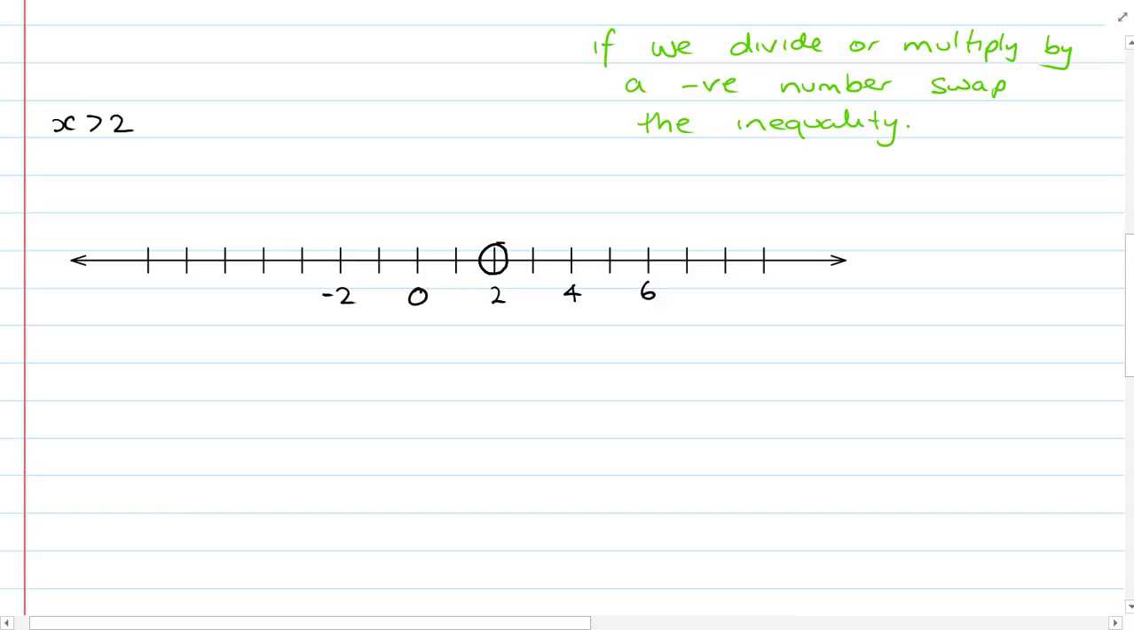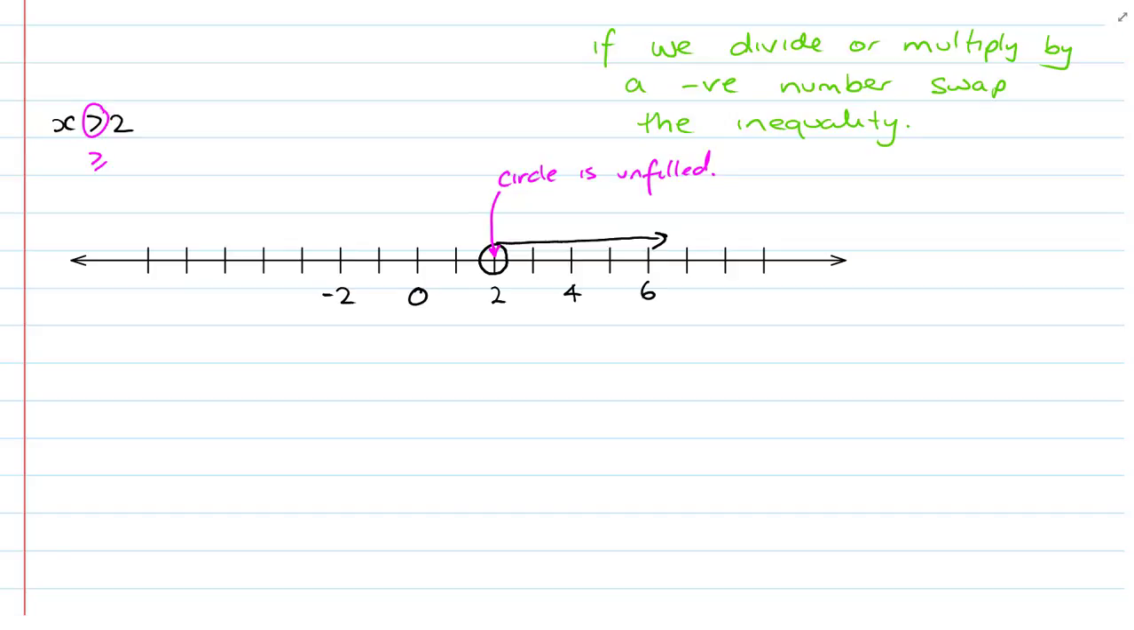And x is greater than 2, which means that I put an arrow showing that x is starting at 2, it's above 2. Now it's really important here that my circle remains unfilled, because this indicates that it is just greater than, not greater than or equal to. So let's have a look at another example.